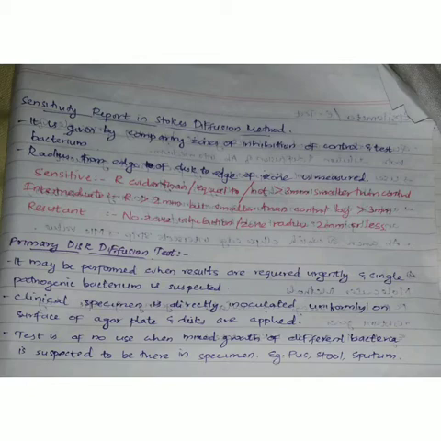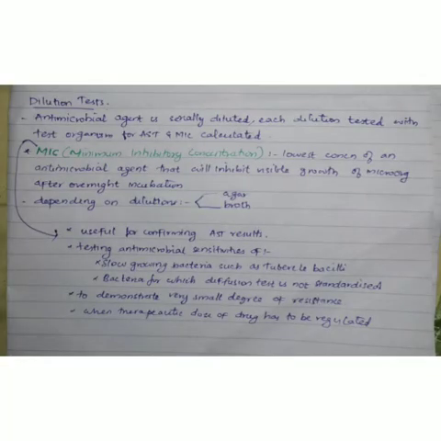So the next classification is the dilution test. Here the antimicrobial agent is serially diluted and each dilution is tested with the test organism for AST, and we calculate MIC. Now what is MIC? It is the minimum inhibitory concentration, that is the lowest concentration of an antimicrobial agent that will inhibit the visible growth of the microorganism after an overnight incubation. So depending upon whether the dilutions of the antimicrobial agent are made in agar or broth, we will classify it into two types of dilution test. That is the broth dilution method and the agar dilution method.